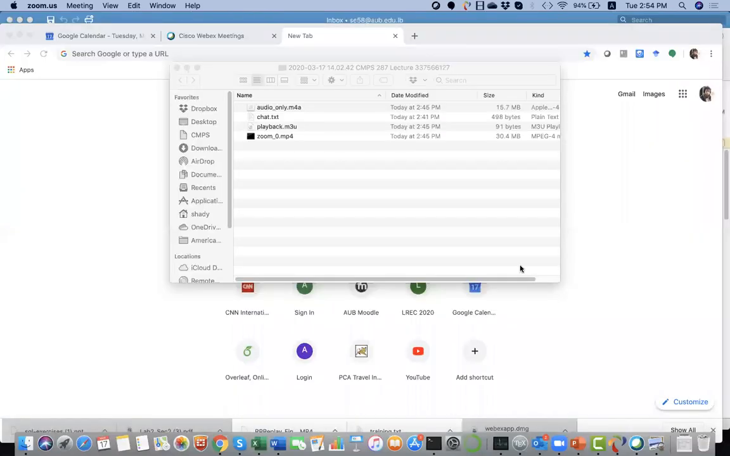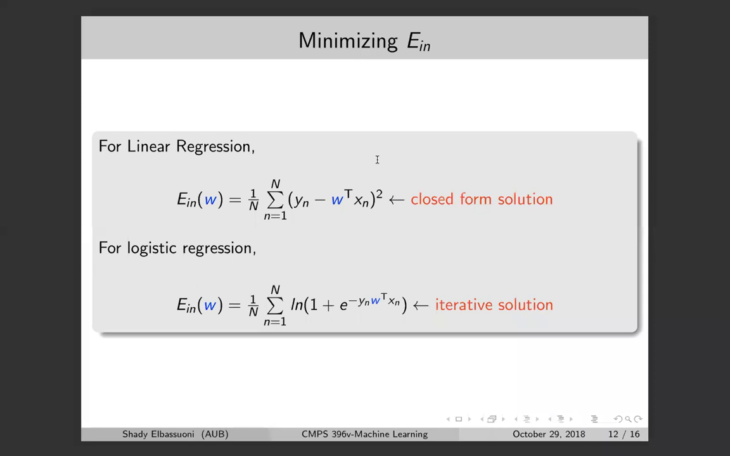Okay, so somebody was asking me about the derivative of this with respect to w. So I have ln of x, assume this is x, so it's going to be 1 over x, and then you differentiate x with respect to w. You have 1 plus e to the power of minus y_n w transpose x_n. The derivative of e to the power of x is e to the power of x, and then you differentiate the x with respect to w. So it's this chain rule.